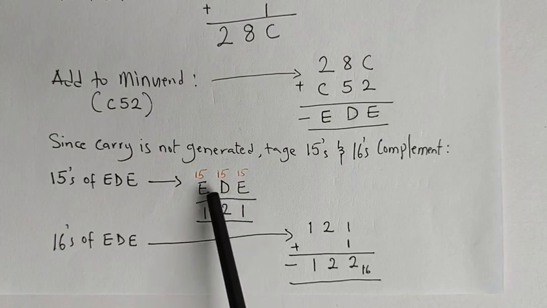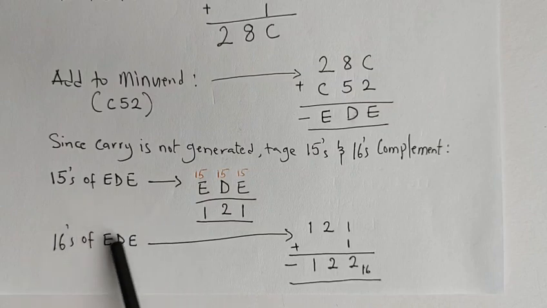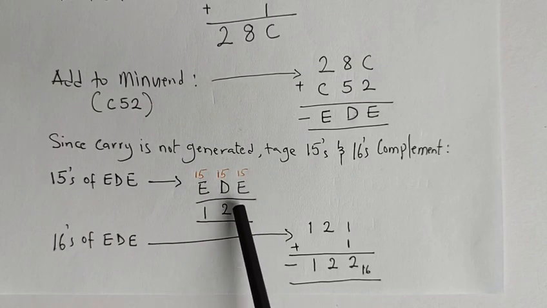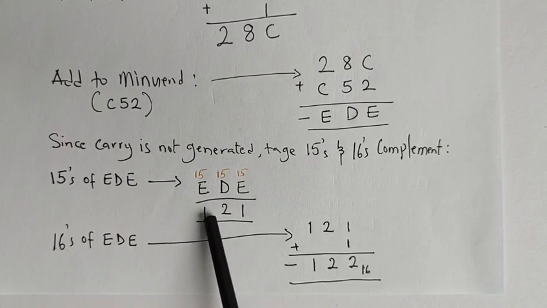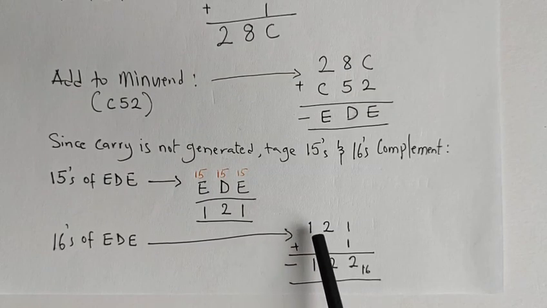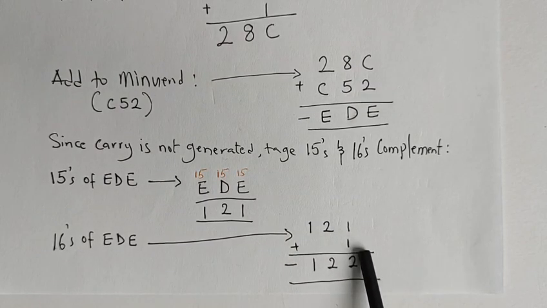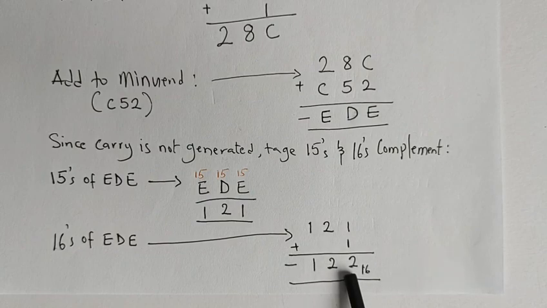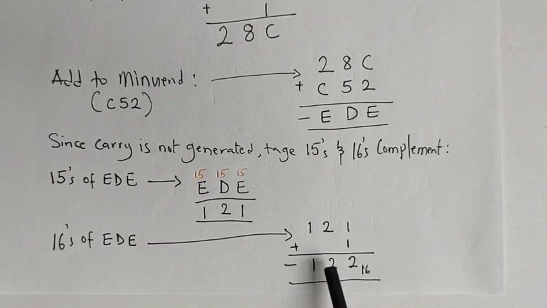Now we need to take the 16th complement thereafter. Now the 16th complement is simply adding 1 to the result of the 15th complement. So we say 1, 2, 1 plus 1. We say 1 plus 1 is 2. 2 plus 0 is 2. 1 plus 0 is 1. So therefore we have 1, 2, 2 base 16.